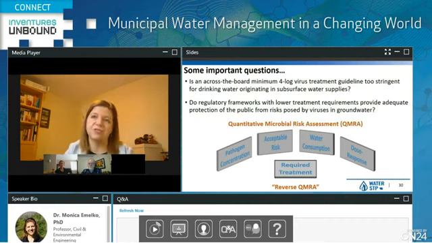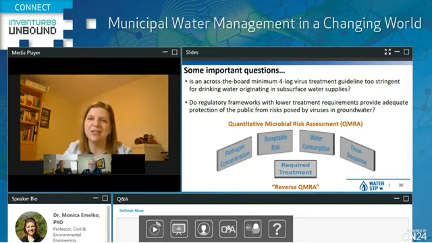QMRA is actually a set of approaches and tools that integrates information about pathogen concentrations in the raw water source, our water treatment capabilities, the consumption of water, and then dose-response relationships to evaluate risk and the possibility of becoming ill if we consume this water. And it's not that there should be none of these pathogens in the water, but all of these frameworks assume some level of acceptable risk. So it's important to recognize that this process of QMRA can be turned around or reversed so that a required level of water treatment can be determined given an acceptable level of risk.